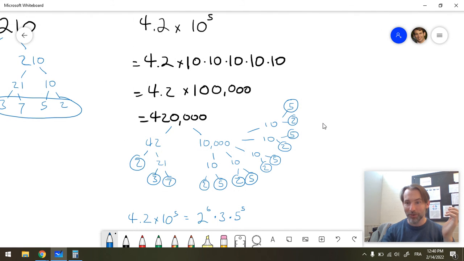So that's how we can factorize big scientific numbers very quickly. And that's going to help us do our division and our addition and subtraction and multiplication fast, and even in our heads when we get good at these rules.